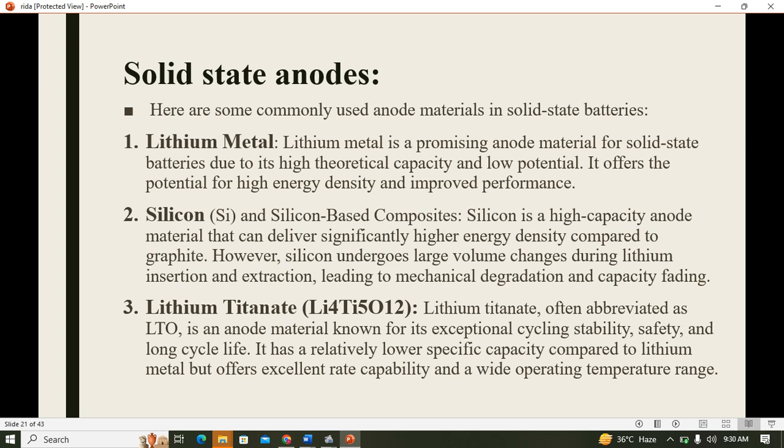The second one is silicon. Why is silicon a favorite? Because it is a very high capacity anode that can deliver significantly higher energy density compared to graphite. The third one is lithium titanate. Lithium titanate, often abbreviated as LTO, is an anode material known for its exceptional cycling stability, safety, and long cycle life.